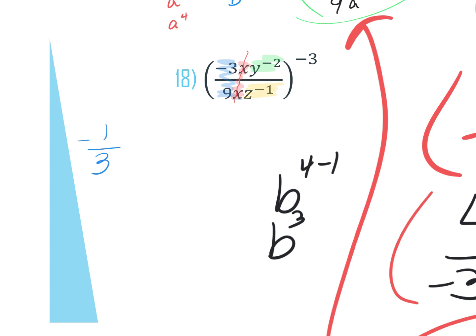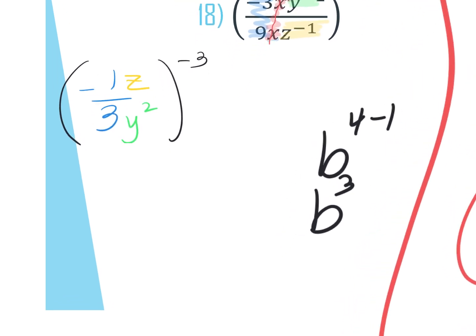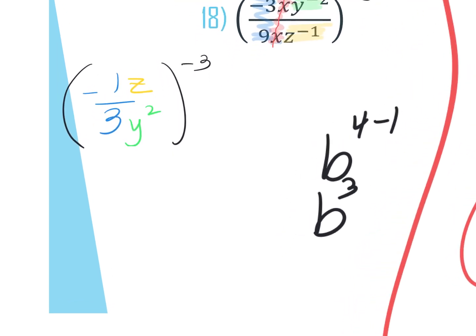So the y goes to the bottom, y squared. The z goes to the top. And then now it's still raised to the negative 3 power. And now I can flip to the reciprocal and make that negative 3 positive. So now I have 3y squared over negative z. I don't really need to put the negative 1. And now that negative 3 is positive. And now I have to cube everything in the parenthesis.